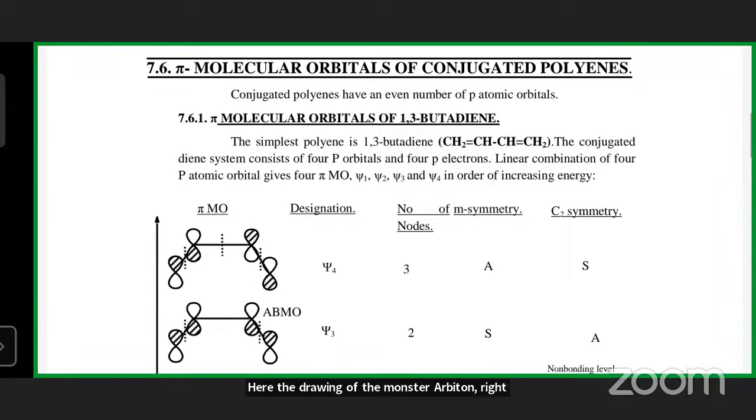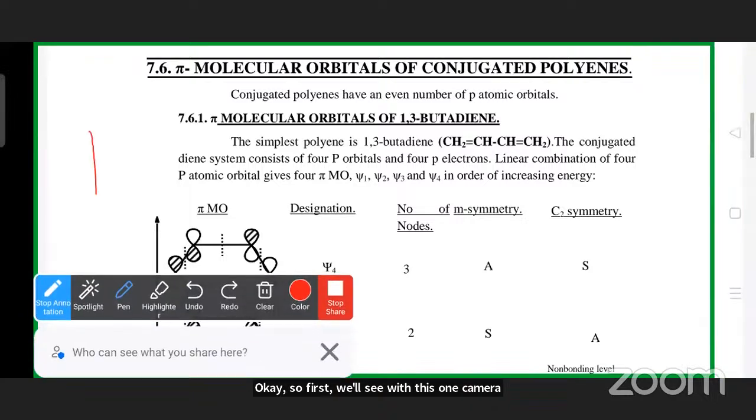So how to draw the molecular orbitals, the number of nodes, and the symmetry properties. In the examination, they will ask you to draw the molecular orbitals of a particular polyene and designate its number of nodes and symmetry properties. Okay. So first we'll see 1,3 butadiene.